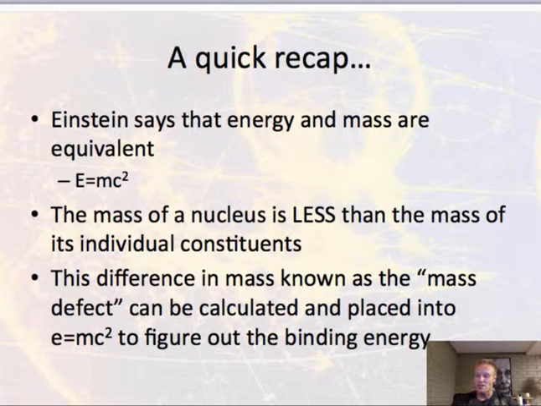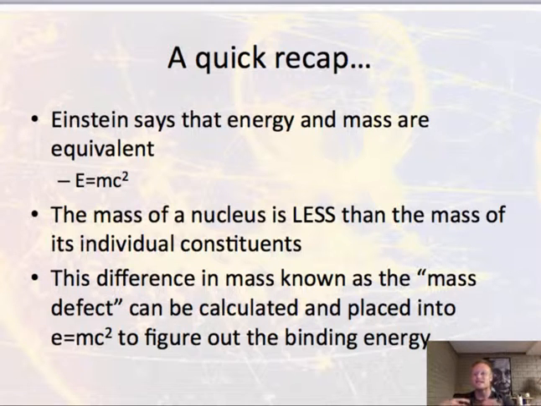The mass of a nucleus is less than the mass of its individual constituents. What that basically means is that when you put protons and neutrons together in a nucleus, all clumped together, that mass is less than if you took those protons and neutrons and just laid them out on a table. The reason it's less is because there needs to be binding energy to hold them together. Without that binding energy, those protons would not want to stay there because they're positively charged.